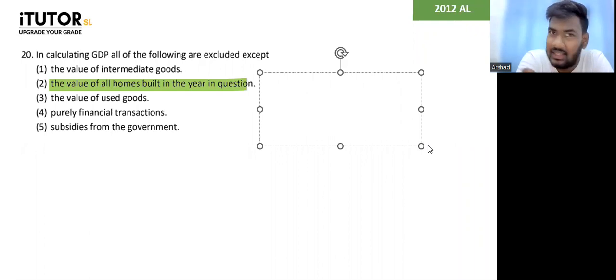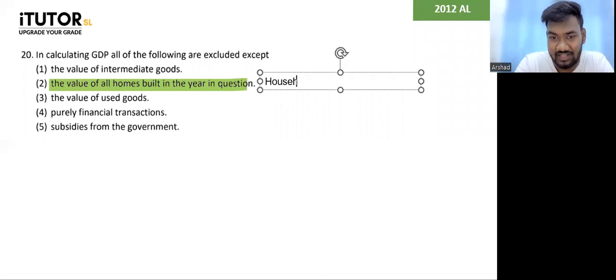Now, who builds houses? Is it the firms, the households, people like you and me, or the government? Who usually builds homes? Houses are built by households, right? I'm not saying the builder, I'm saying who is responsible. We are the ones who are making houses, no?